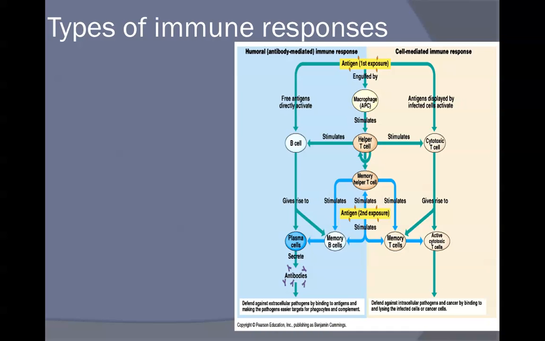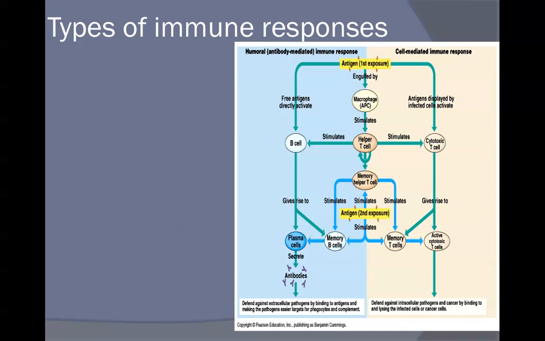So it goes through division to create hundreds or thousands of copies to be able to defend against the foreign invader more effectively. After it has gone through the process of clonal selection and created multiple copies, then what you're going to have is helper T cells traveling around through the body and trying to activate either B cells or cytotoxic T cells, killer T cells.